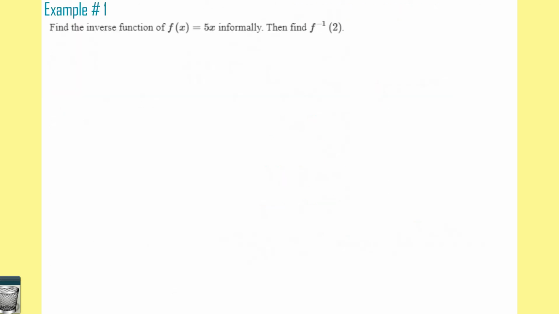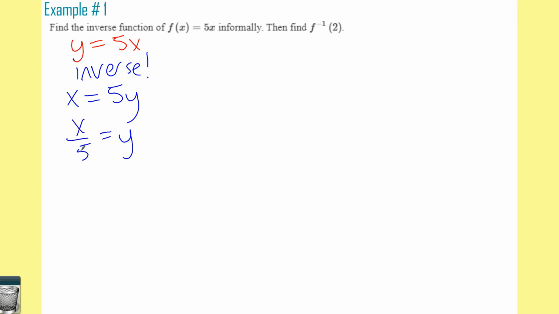So let's see, the next part. We're going to find the inverse of this function informally. So f of x, fancy way of saying y equals 5x. So change colors. I'm going to do the inverse now. So we get x equals 5y. Get y by itself, so y equals x over 5. So put it in inverse notation.